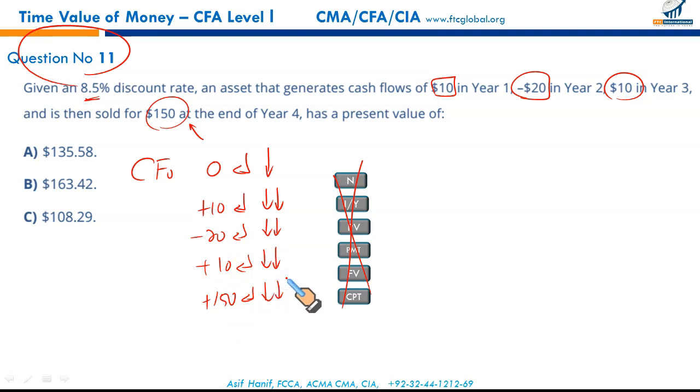Now, all these cash flows have been entered in your calculator. You will press the NPV button. You will then have to enter the discount rate, that is 8.5. Press enter, down arrow key, and press CPT, and you will get your result. You need to press CPT again. All right. Now let us plug in the numbers.